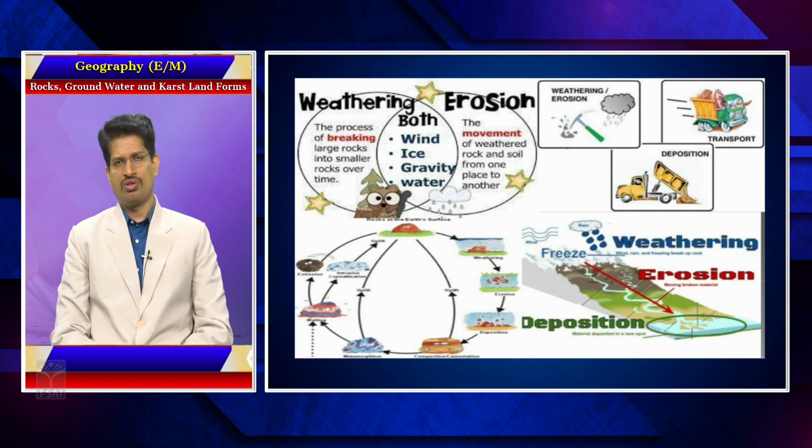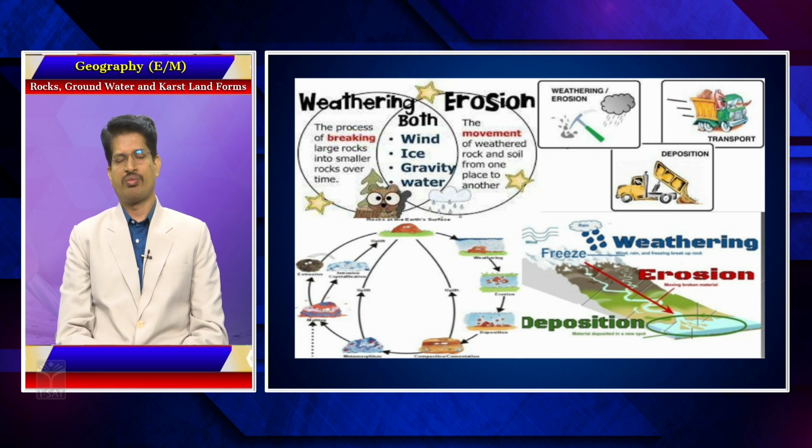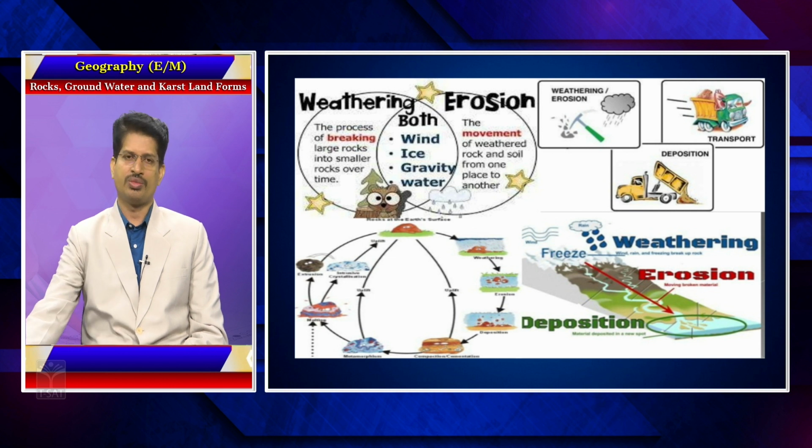Even apart from these three factors, there is a phenomenon known as mass wasting. Mass wasting means that because of gravitational force, larger rocky particles or soil, because of the slope gradient, fall down from a higher elevated region. This is known as mass wasting. Because of these phenomena, weathering and erosion are being subjected.